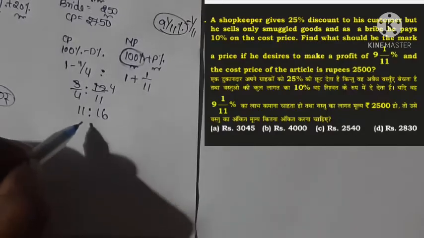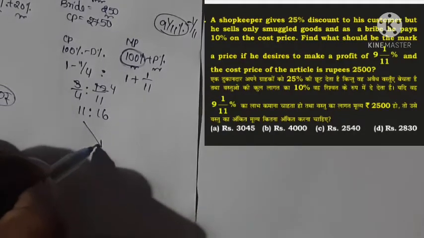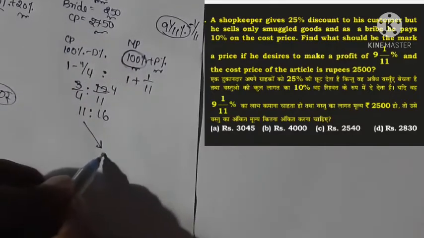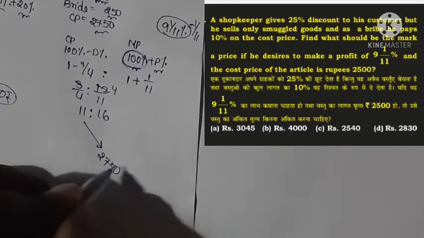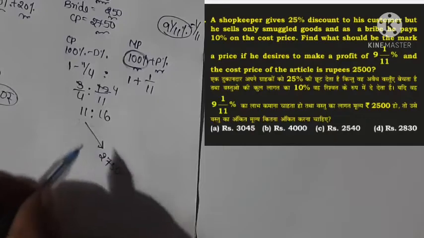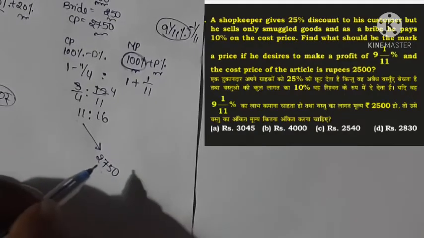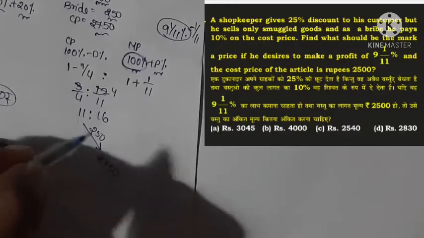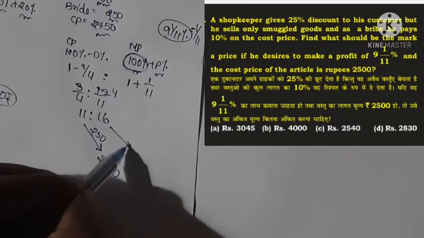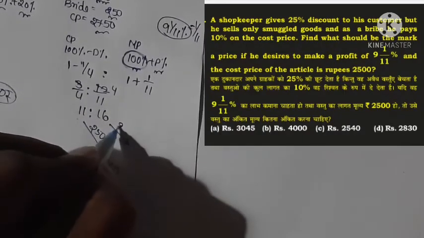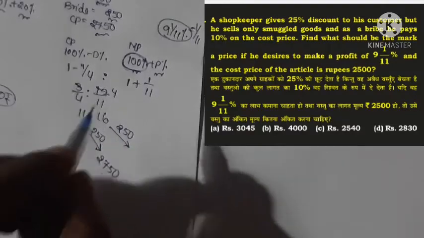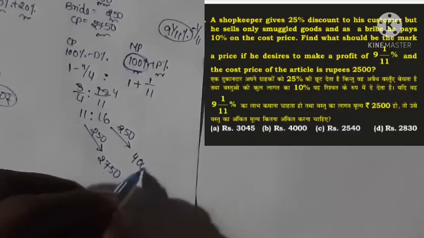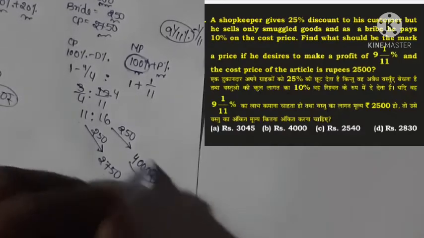The cost price represents 11 units. See, the cost price is 2750, so 11 units represent 2750. 1 unit represents 250. So what is the mark price? The mark price is 16 units, so 16 into 250, the value is 4000 rupees.